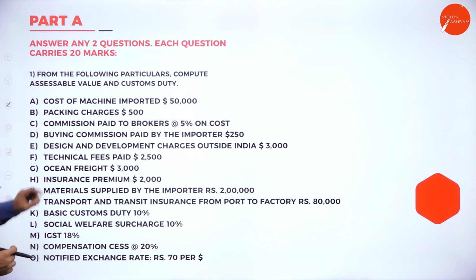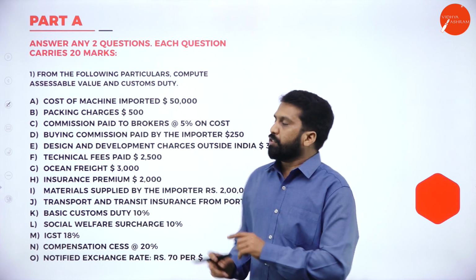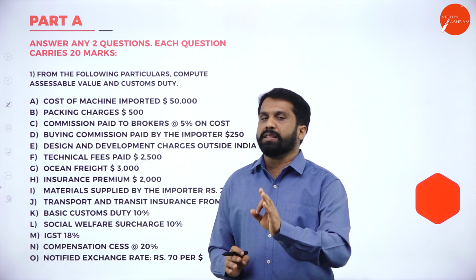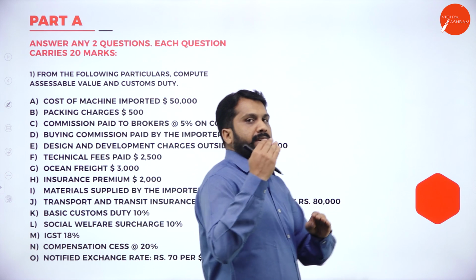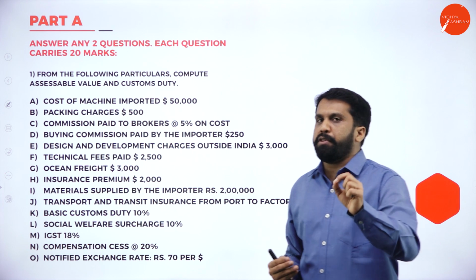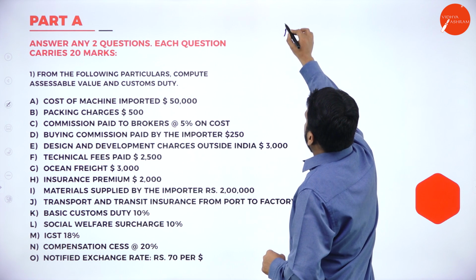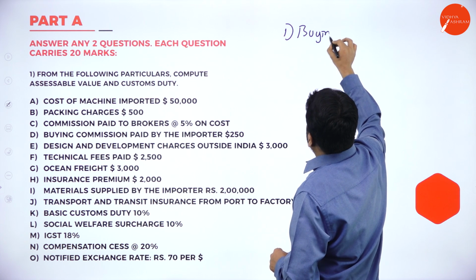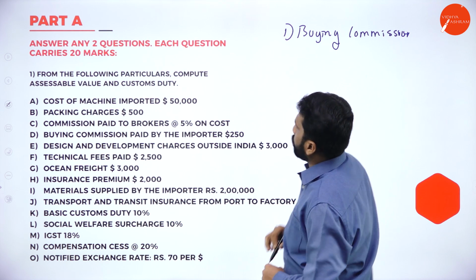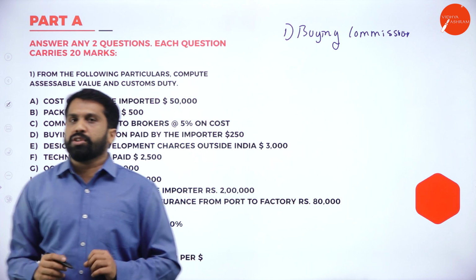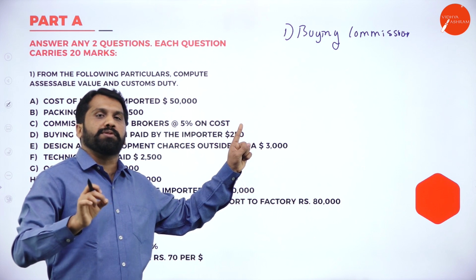Now, in this format, I'll give you a shortcut. Don't go with the concept, don't go in depth. Whatever shortcut I give you, that much only will come for your examination. What is that shortcut? In custom duty, in the question paper, they will give you everything, but a few things we are not supposed to consider. Which are those? First one is buying commission. In the question paper, if you find the word buying commission, you are not supposed to take it.